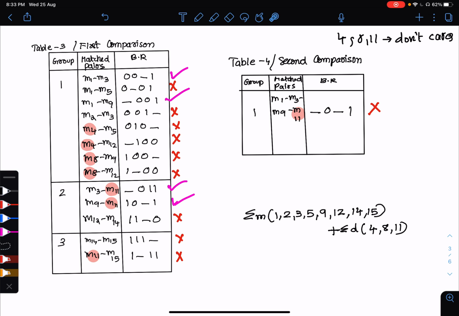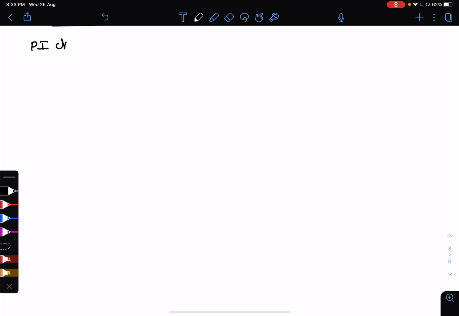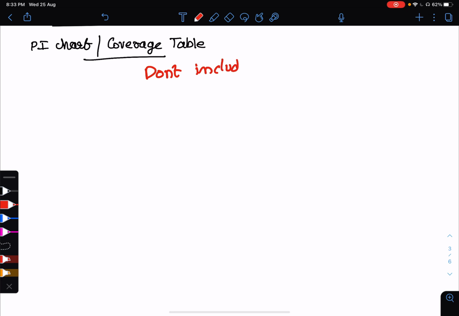The next step is to create the PI chart. That is the prime implicant chart, also known as the coverage table. So we can create that. Here, one thing to note is that you should not include the don't care terms in the listing. I will explain this.